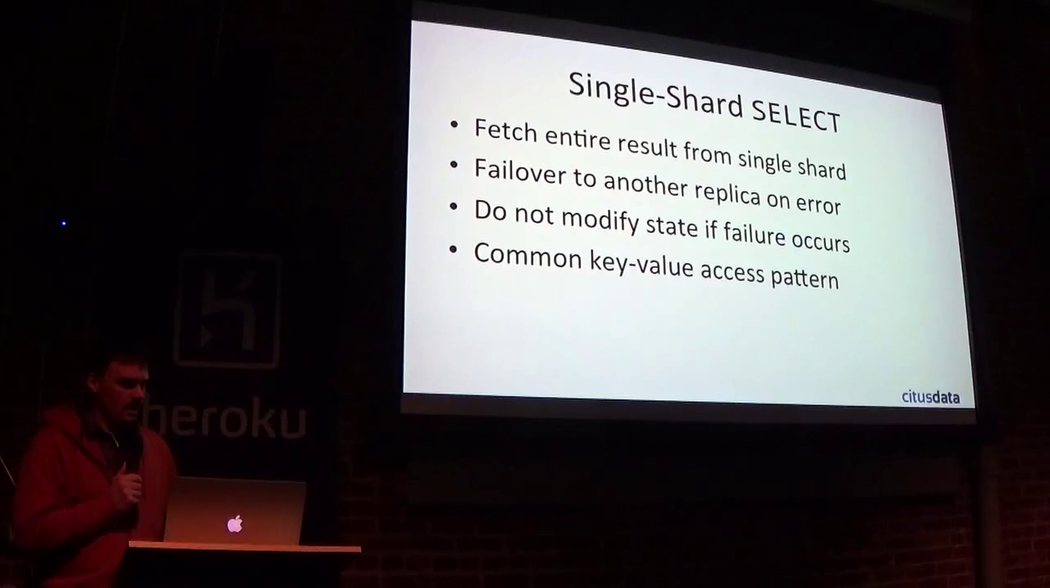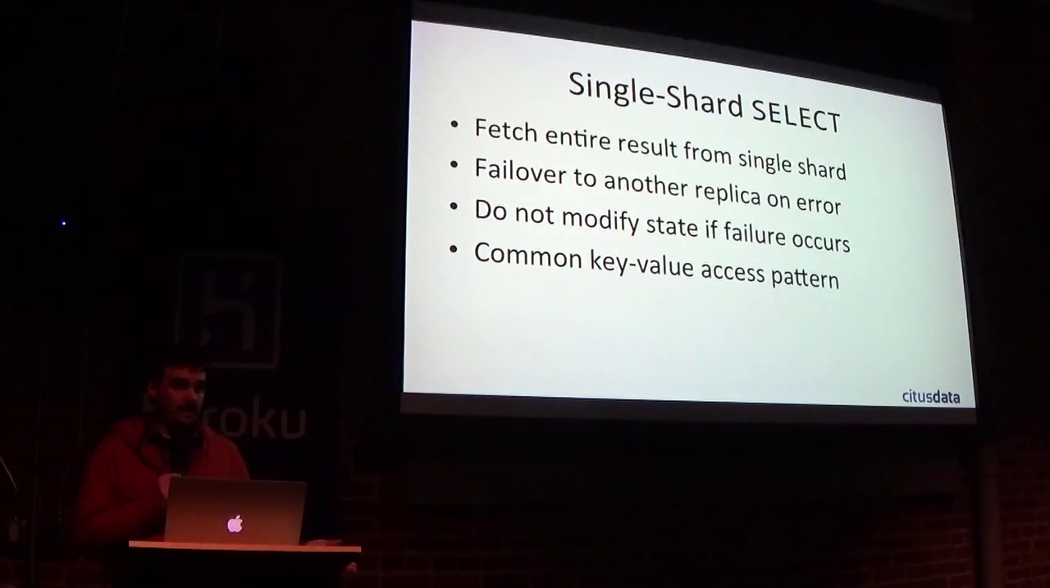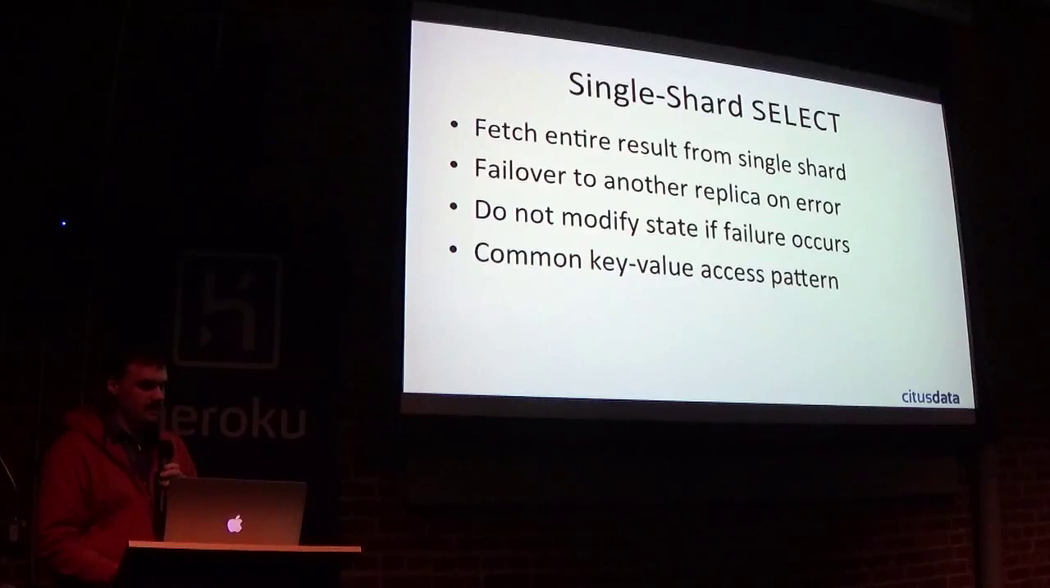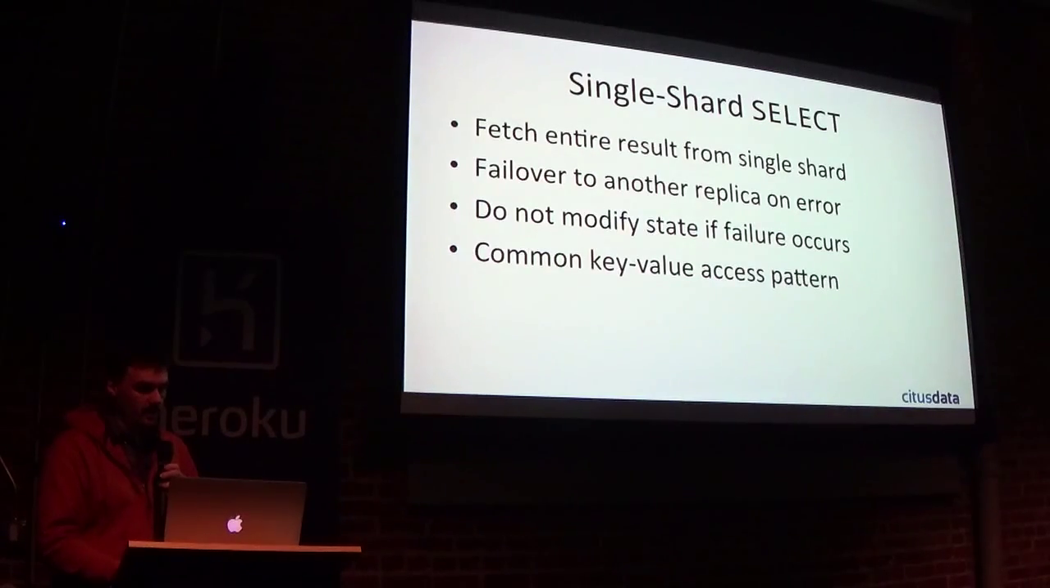Single shard selects are kind of the opposite of the inserts because they only need to read from one thing, right? So you kind of get the speed of that. And you can also dynamically fail over to the replica, so there's no retry required from the client side. And the common pattern here is kind of a key value access pattern. You know what you're going to look up. You've got an ID. Maybe you want a JSON blob, as Josh pointed out.